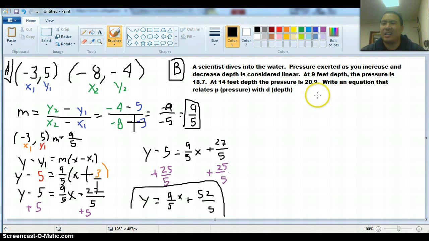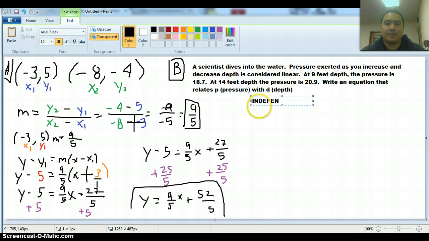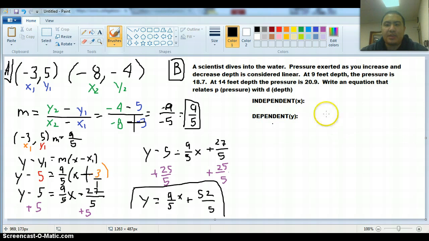Okay, so the first thing I almost always do when I look at word problems, I try to figure out what is independent, right? And I try to figure out what's dependent, right? And typically these are things that tell me what my, essentially like my x is and what my y is, right? And in any coordinate, it's always x and then y. So let's figure it out.